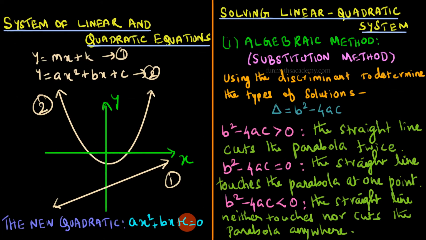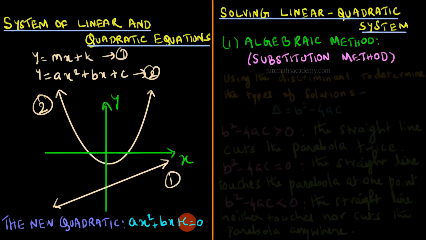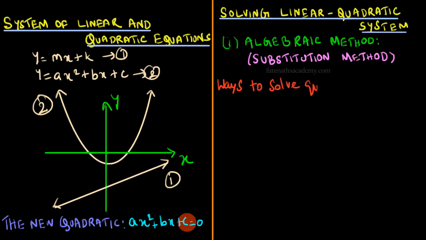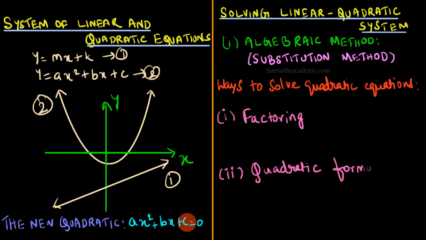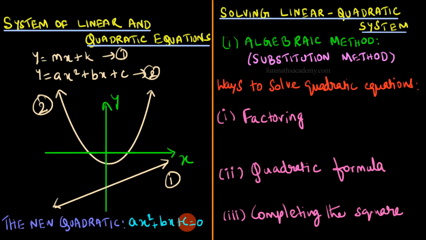Here, the discriminant is not just used to figure out how many solutions we will get, but it is also used to decide which method we can use to solve it. We already know there are three methods to solve a quadratic equation: 1. Factorization method, 2. Quadratic formula method, and 3. Completing the square method. Factorization method is pretty easy, but it cannot be used to solve any quadratic equation. Rather, the other two methods can be used to solve any kind of quadratic equation.